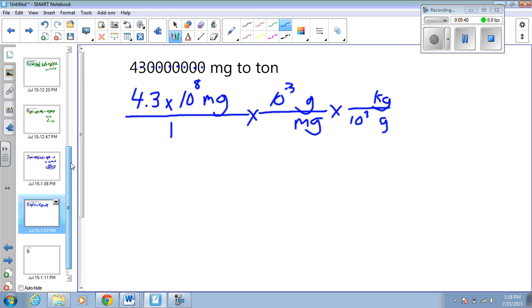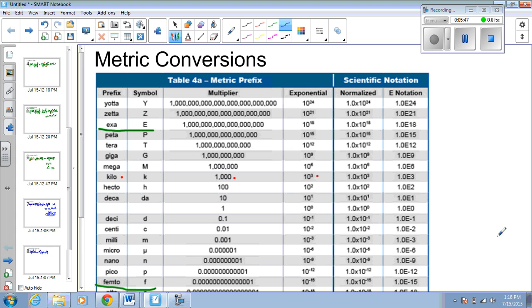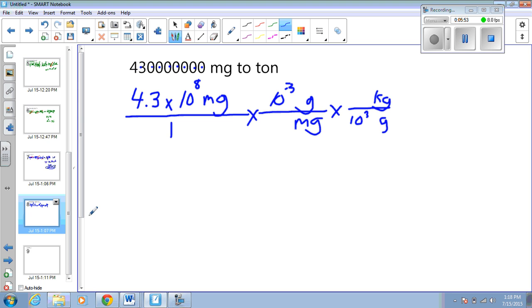Again, you can refer back to your metric conversion chart. You can find this online. You can write this down. Either way. So that's a 1, and we're going to go from kilograms to tons.